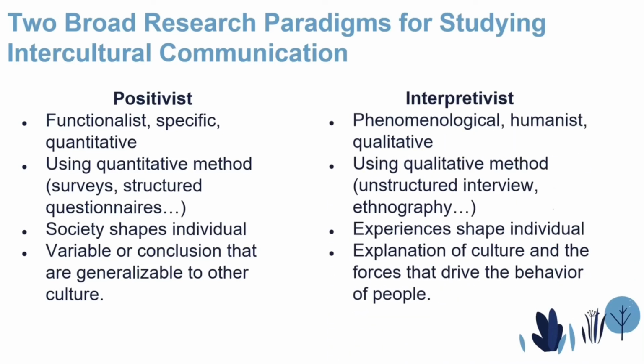The second one is known as the interpretivist research paradigm. It is also referred to as phenomenological, humanist, and qualitative. An interpretivist approach to social science research prefers qualitative methods, such as unstructured interviews or ethnography. The researchers believe that individuals' behaviors are not influenced by society as a whole, yet they are influenced by the different experiences they encounter.